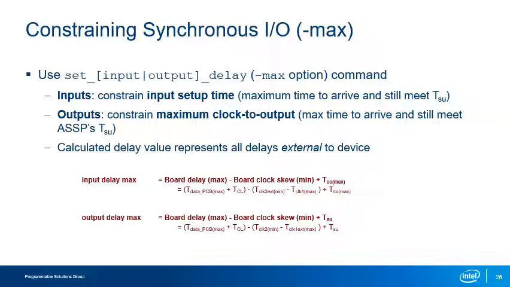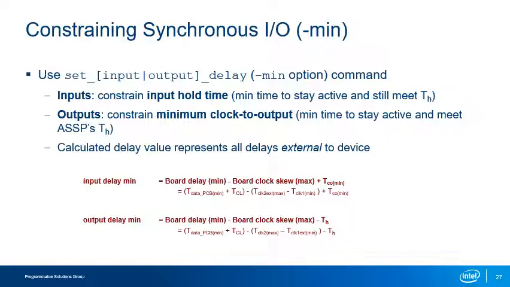The equations listed here take into account the board delay, including any capacitive loading, the clock skew between the clock arriving at the FPGA and the external device, and the clock-to-out or setup time requirements of the external device to calculate the largest possible external delay value for inputs or outputs. Compare the equations to the schematics of the previous slides to see where the values come from. The computed input or output delay max value is used as the delay value in the constraint.